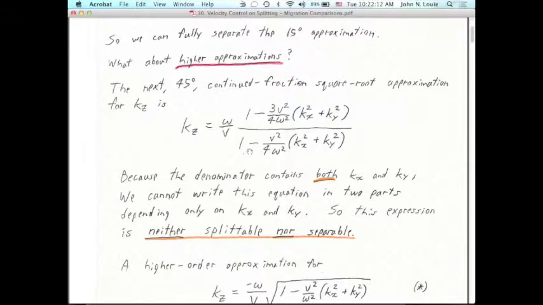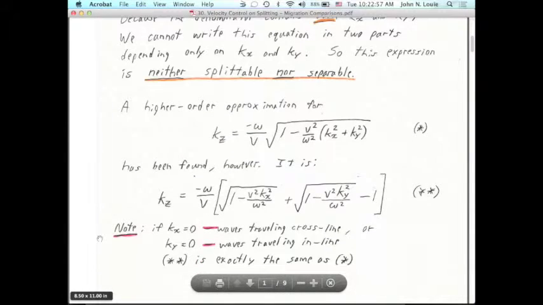And on the bottom, we have almost the same thing, 1 minus v squared over 4 omega squared times the quantity k sub x squared plus k sub y squared. Now notice that the denominator down here has got both kx and ky in it. All right? So we can't even write this equation in two parts, where one depends only on kx and the other depends on ky. So the 45 degree extrapolator, darn, you can't even split it. And if you can't split it, you can't fully separate it. Okay? We can't even do the algebra to write the split operator.